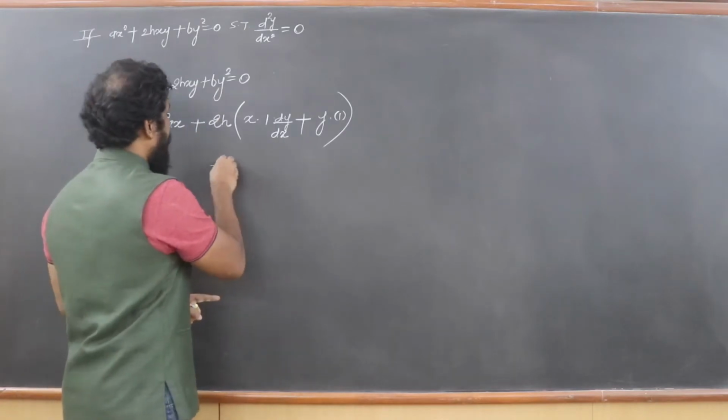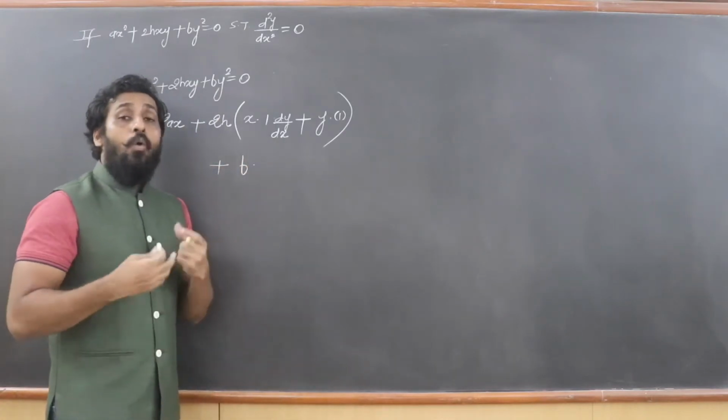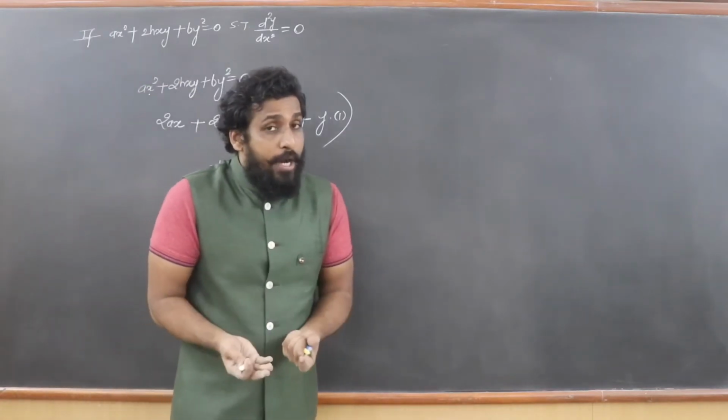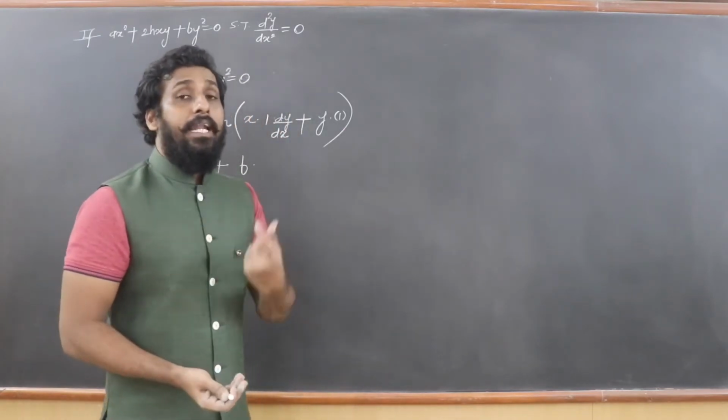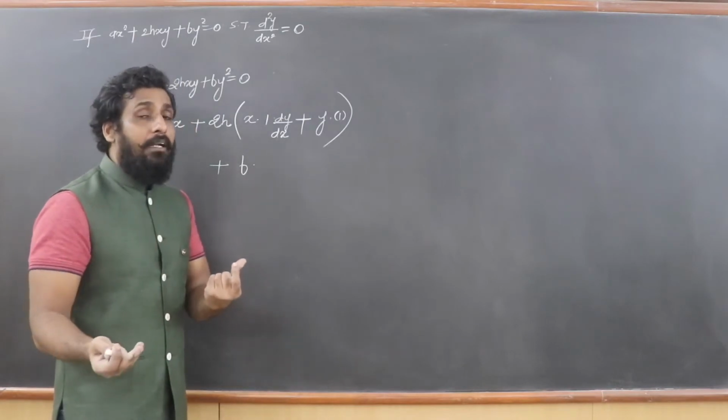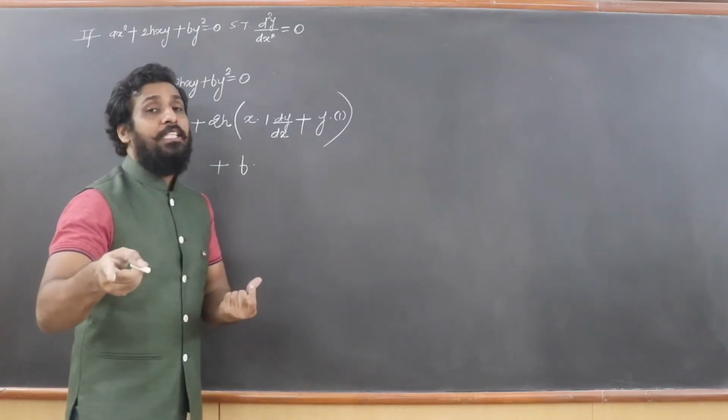So there is plus, then there is b, a constant, and y square is like x square to us. The term of y will be treated like a term of x. The derivative of y square is exactly like x square. The derivative of x square is 2x.